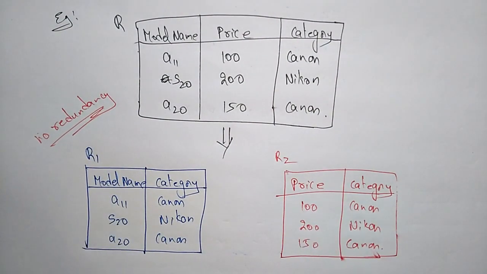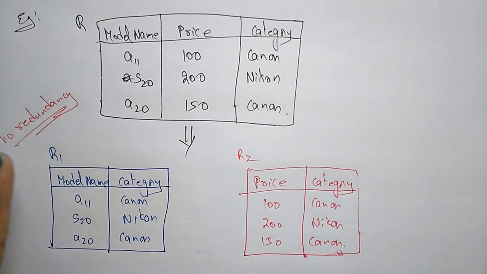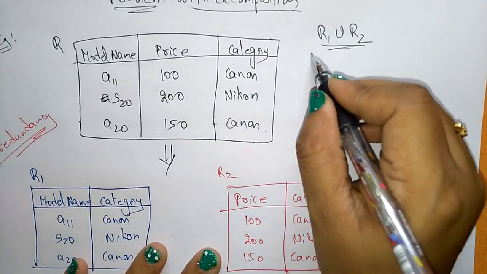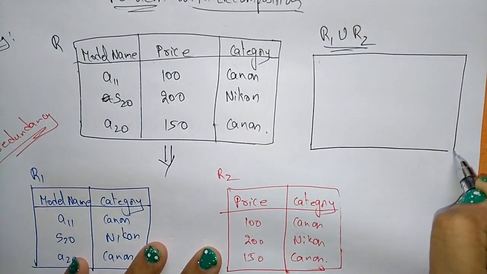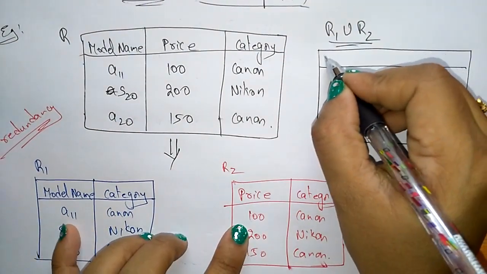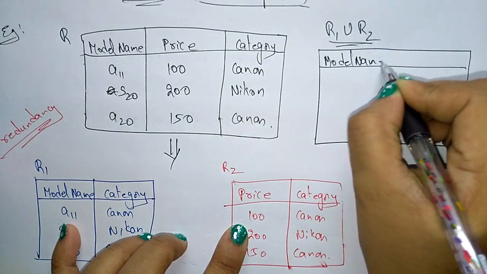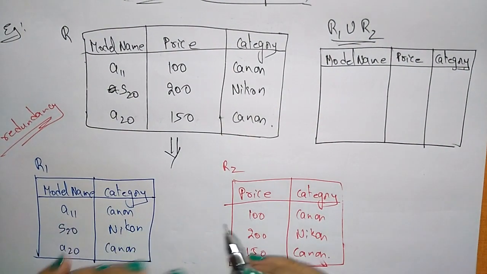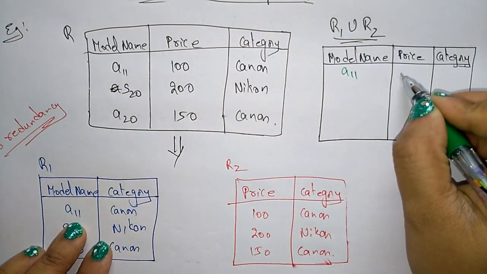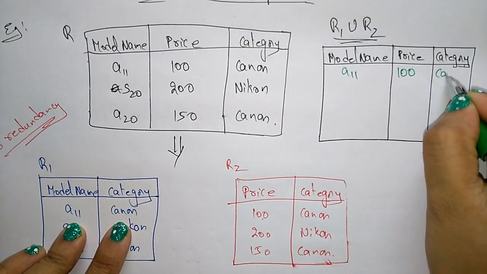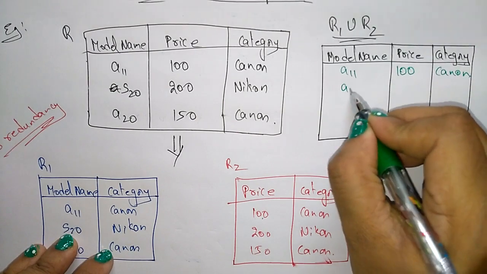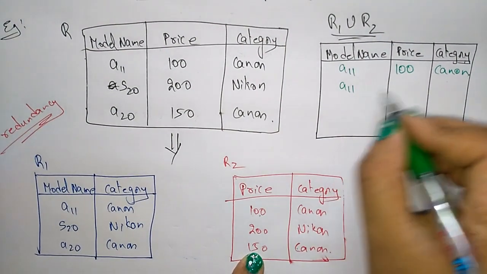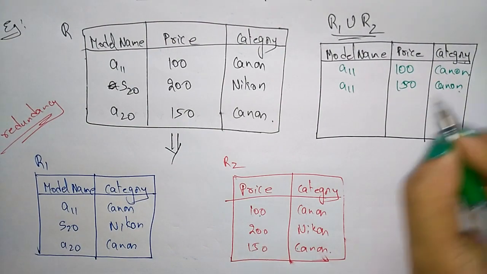After decomposing, you have to reconstruct it to make it the original relation. So now I am doing the union operation, R1 union R2. What are the fields here? When I combine these two: model name, price, category. Now do the union operation. First A11, price is 100, category is Canon. Again A11, you have two Canons, so A11 150 Canon.